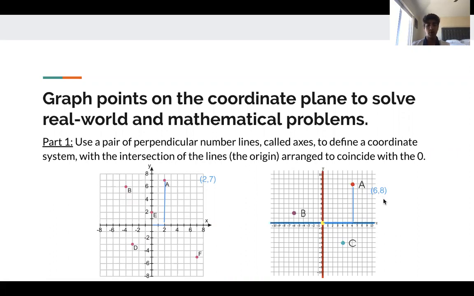Now what I want you to do on your own time is just go ahead and find the rest of these points. Then you can leave it down in the comments below, and I'll check it for you. And yeah, that's pretty much that for coordinate planes. Let's go ahead and just remove the annotation. Go to the next slide here.